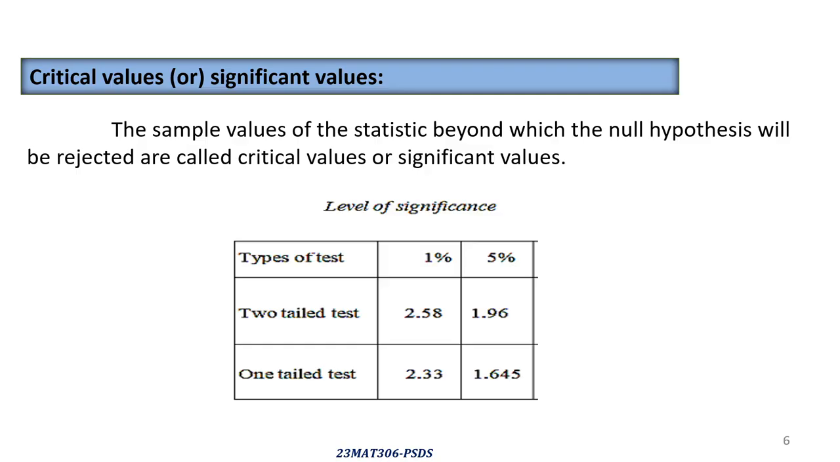Then the critical value is the sample value of the statistic beyond which the null hypothesis will be rejected, also called the significant values. And this table we have to remember, which represents the critical values for the levels of significance of 1% and 5%. If the test is two-tailed, the values are 2.58 and 1.96, and if the test is one-tailed, the values are 2.33 and 1.645.